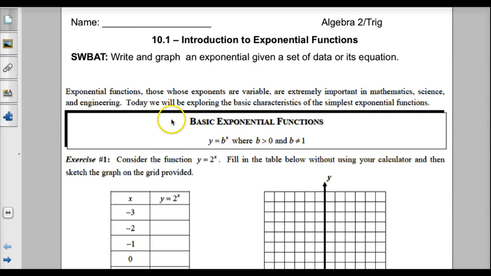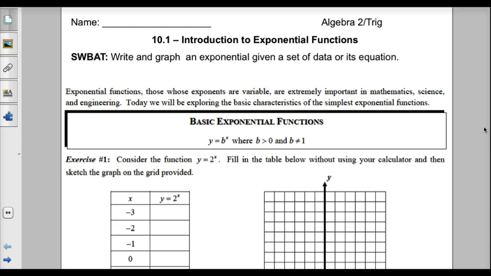Let's kick it off with Unit 10, Exponential Functions. Our first lesson, 10.1, is our basic introduction to exponential functions. And again, our objective is students will be able to write and graph an exponential function given a set of data or its equation. Now, what is an exponential function?